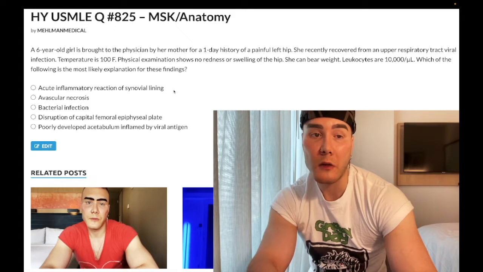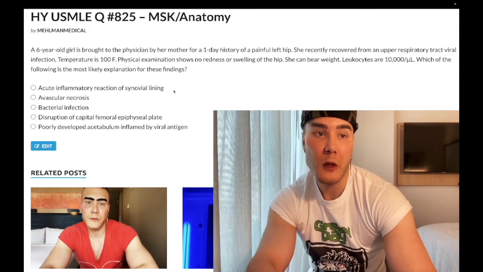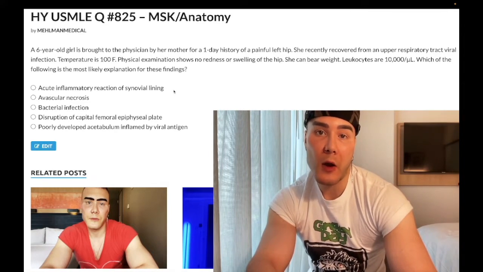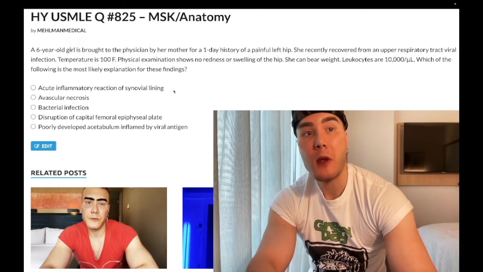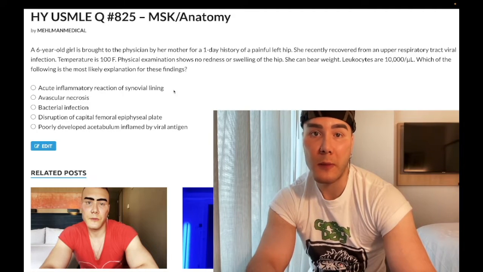Correct answer. The diagnosis is transient synovitis, aka toxic synovitis, which is going to be a kid, usually school age, i.e. under the age of 10, which is going to be a viral infection followed by hip pain. That's literally all it is, okay? It'll be the hip on USMLE.